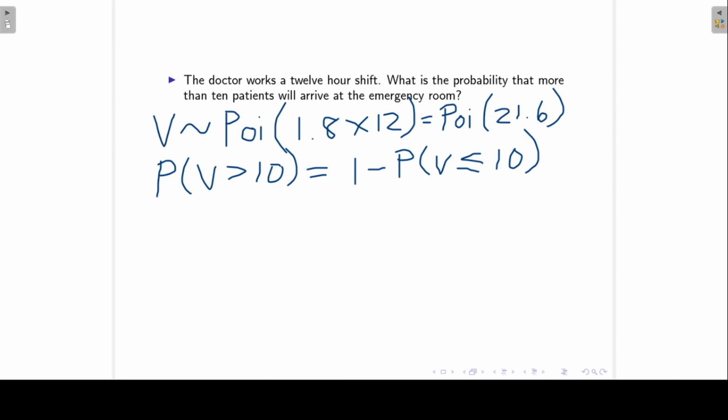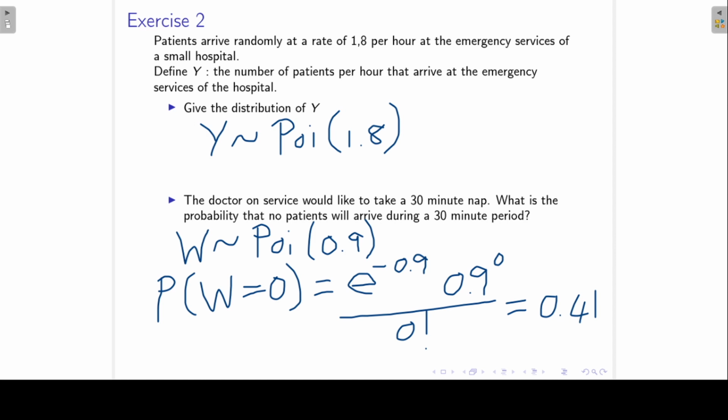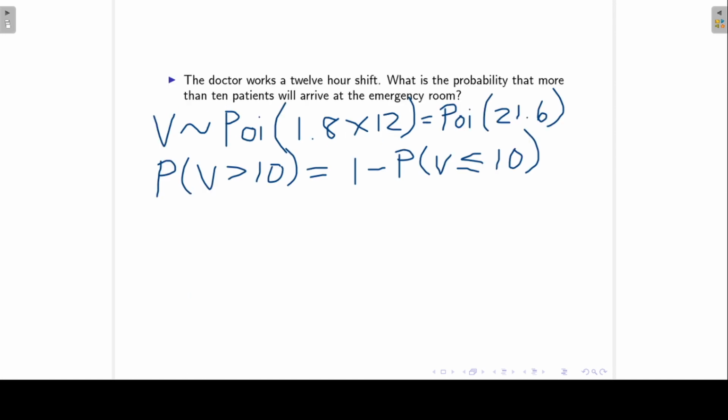Now this is a lot of calculations that we need to do to find this probability, and we would rather make use of Excel. So we are going to first of all recalculate this probability of 0.41, and then we will also find the answer to this question in Excel.